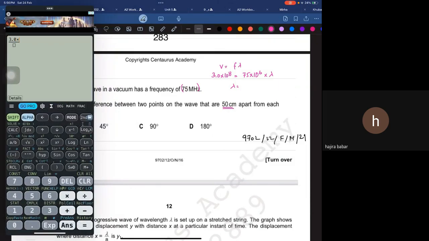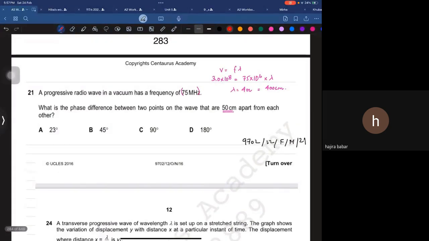So 3.0 times 10 raised to power 8 divided by 75 times 10 to the power 6, and I'm getting 4 meters. Interesting. All right. So 4 meters is equivalent to 400 centimeters, right? So I'm going to say if 360 degrees is equivalent to 400 centimeters, then what angle will be equivalent to 50 centimeters?